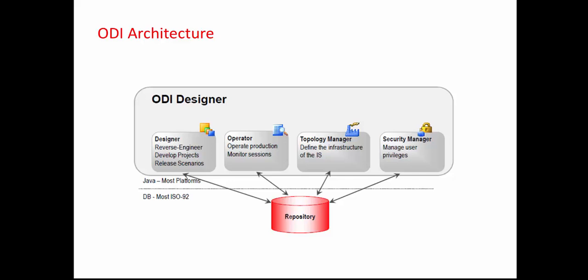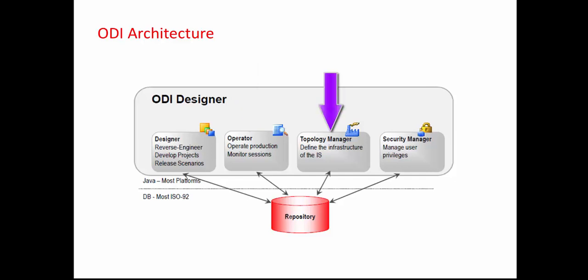In the source, we can use various types. It could be a table, a flat file, Excel, or XML. We learn about the various types and how to use them in upcoming sessions. The next component is operator. Operator is the place where we monitor the execution. Designer is the place where we develop and execute. Operator is the place where we monitor those executions.